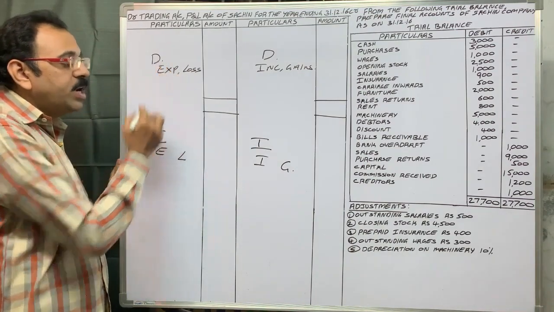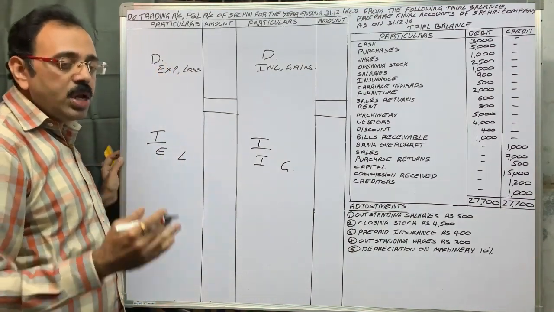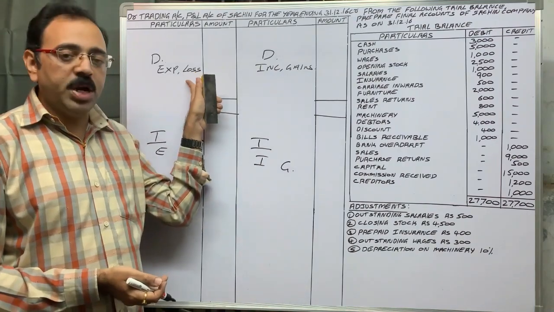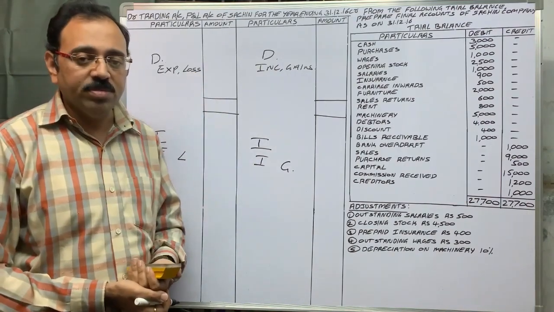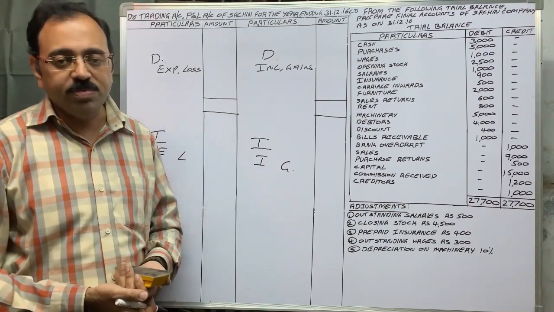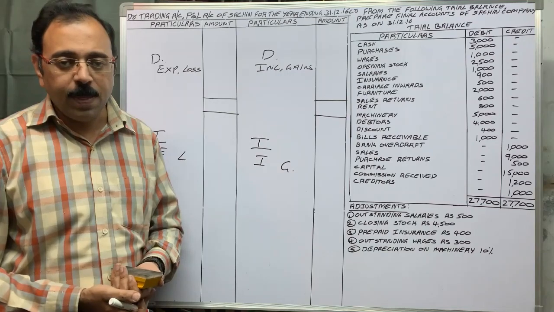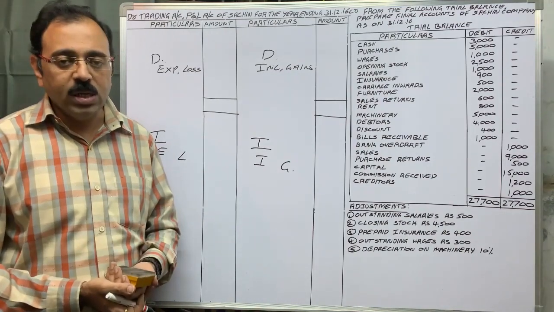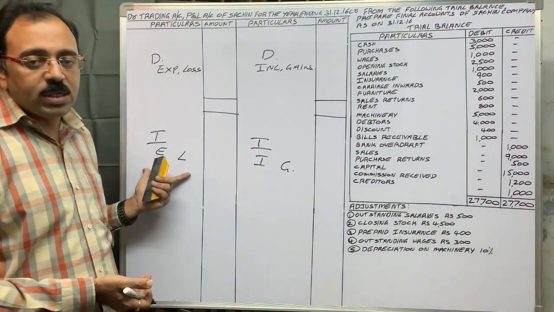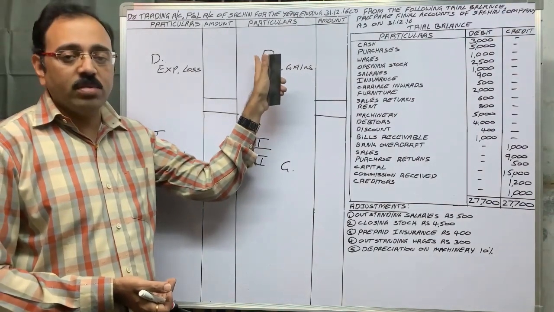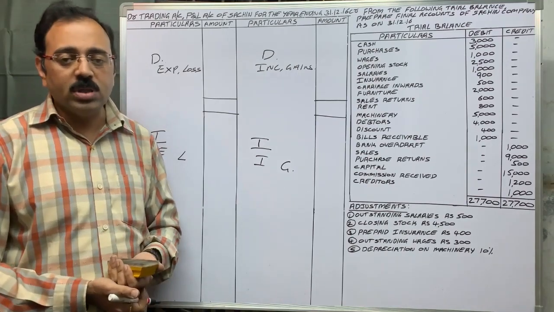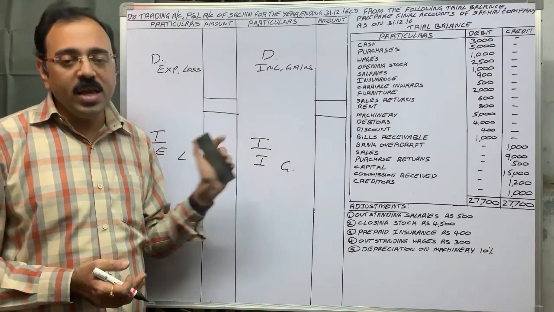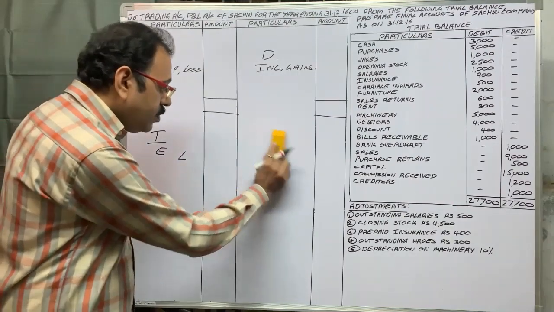Then what is meant by direct expenditure? The expenses which are incurred by the firm till the manufacturing process come under direct expenditure. And after manufacturing, if any expenditure is incurred by the firm, for example sales expenses, financial expenses, administration expenses, they come under indirect expenses. Similarly, direct income is only one, sales, and all other incomes like interest received, commission received, discount received come under indirect incomes.